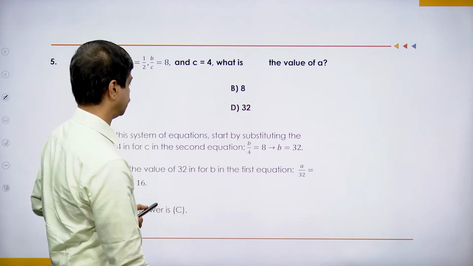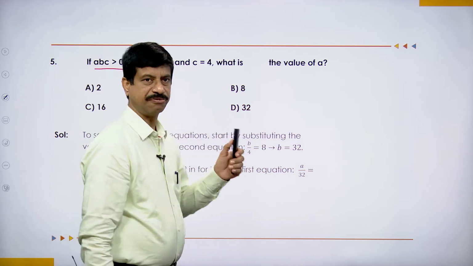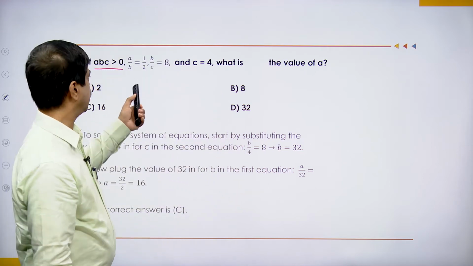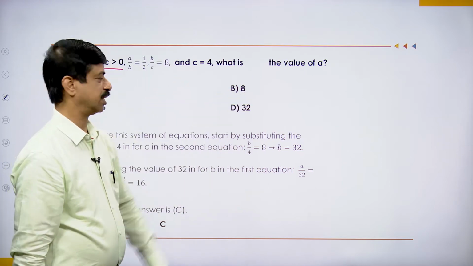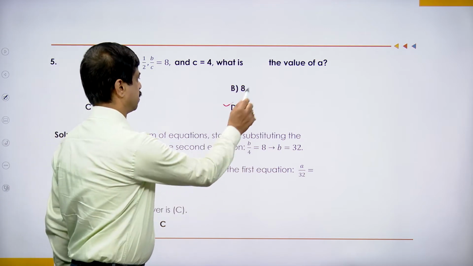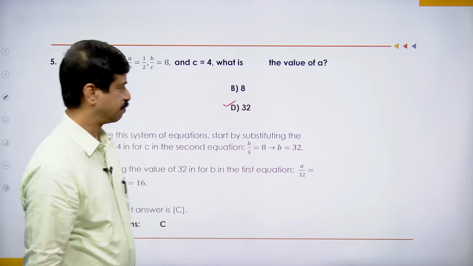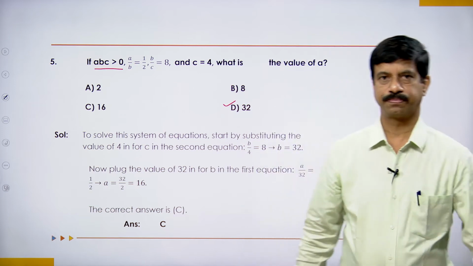A equal to 8C. So what is C given as? 4. A equal to 8C means 8 into 4, that is 32. So that is option number D. Okay, please note it fast, quick.